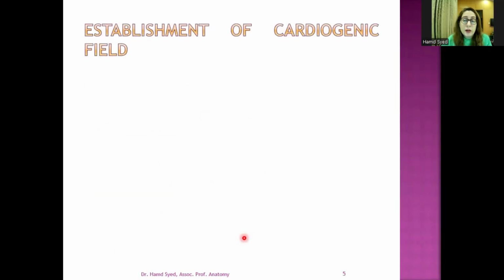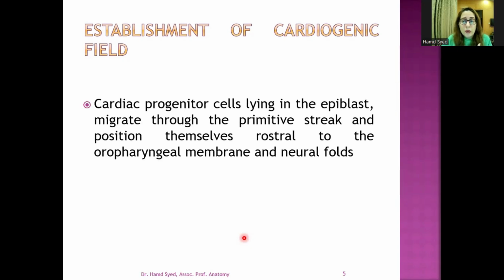Now, the first thing that we're going to discuss is the establishment of a region which is known as the cardiogenic field. Now, this is a region which is established in the very early stages of the human embryo by cardiac progenitor cells. These cardiac progenitor cells, which literally means the cells which are going to form the cardiovascular system, are present in the epiblast.